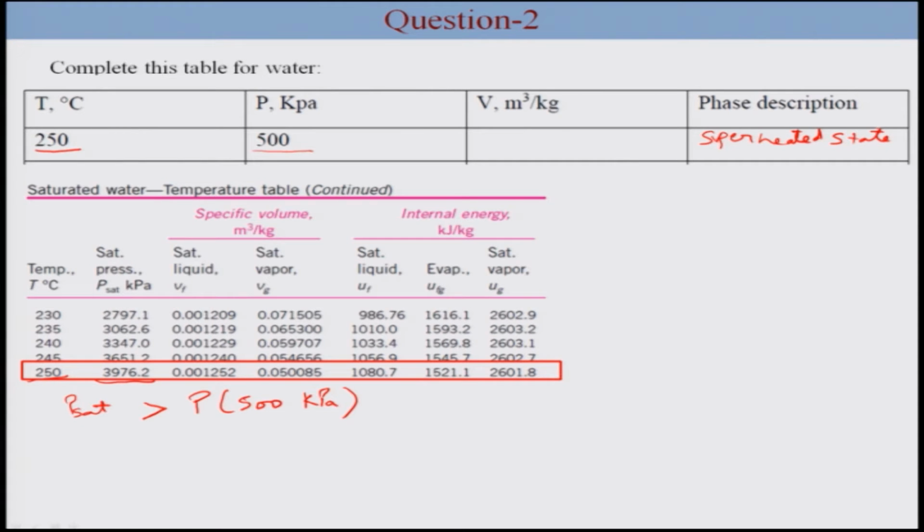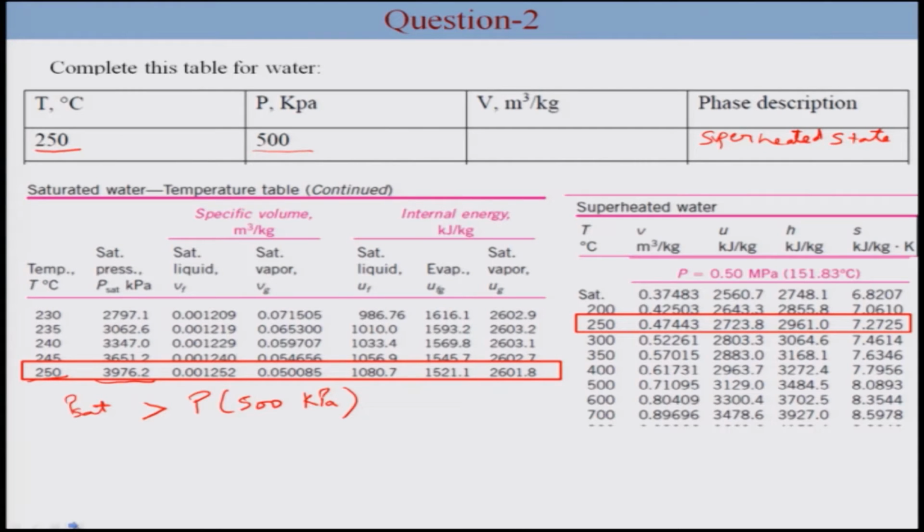Now, to calculate the specific volume, we cannot use this table. So, we need to look into superheated water table for the calculation of specific volume. So, at a temperature of 250 degree Celsius and a pressure of 500 kilopascal, which is same as 0.5 megapascal, specific volume is 0.47443. So, in this case it is in superheated state and the volume is 0.47443.